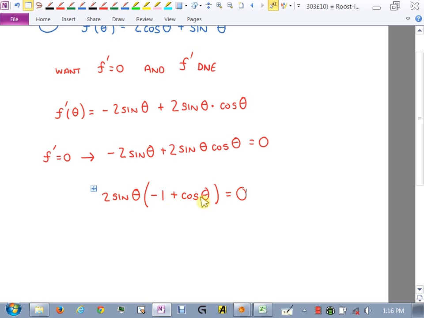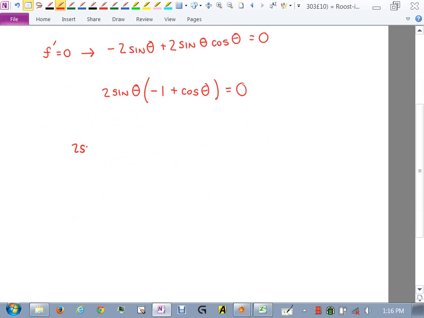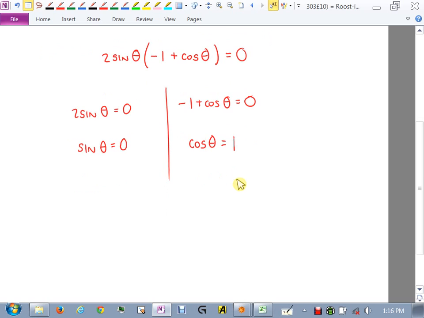Two things that multiply to be 0, I set each one of those equal to 0. So I set 2 sine theta to 0. I set negative 1 plus cosine theta equal to 0. And let's look at these one by one. 2 sine theta is 0. I don't like the 2 out there, so I'm going to divide both sides by 2. 0 divided by 2 is still 0. So sine theta is 0. Let's do the other one right now, too. How about we move the 1 over to the other side? Cosine theta is 1.